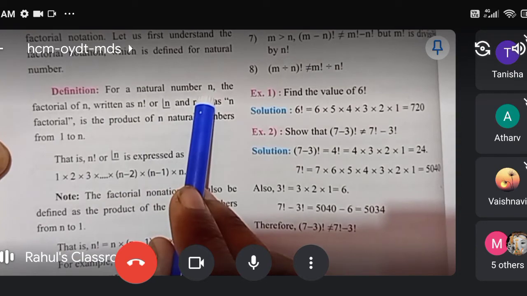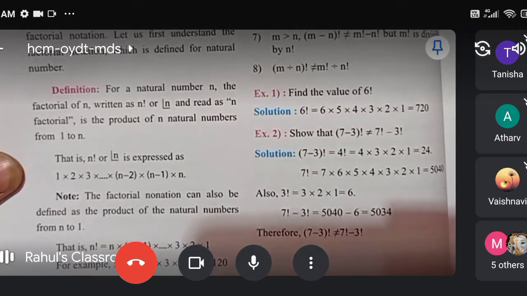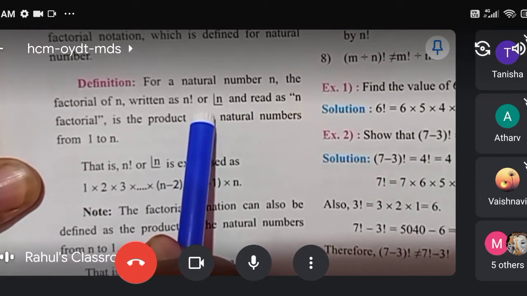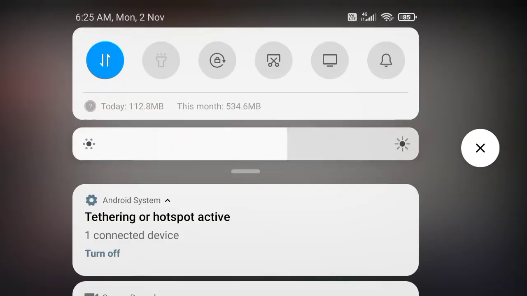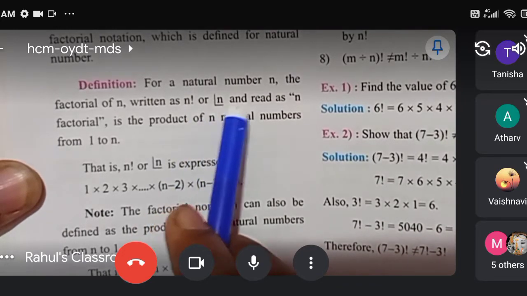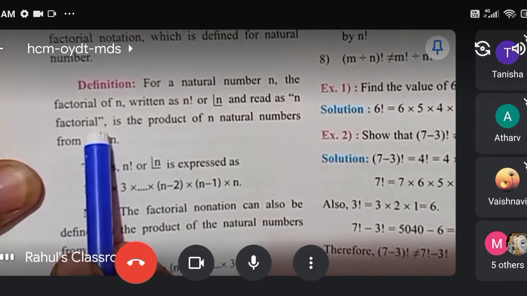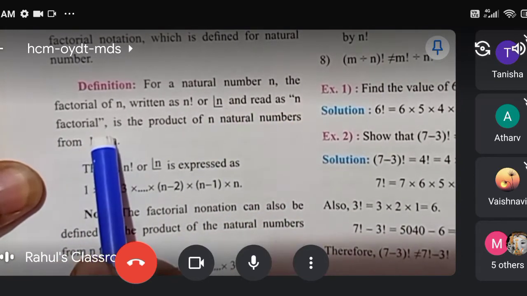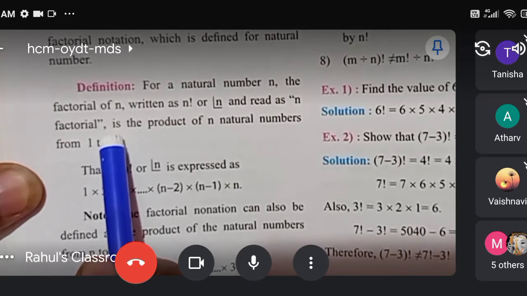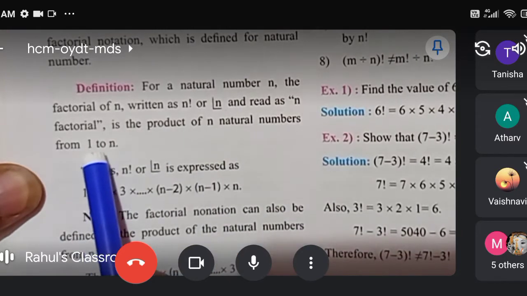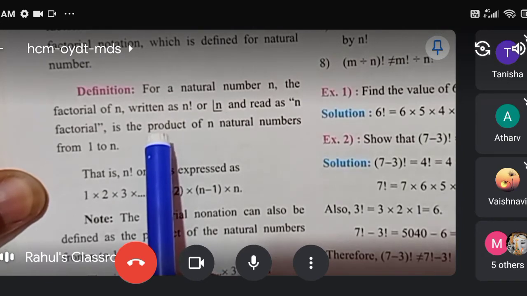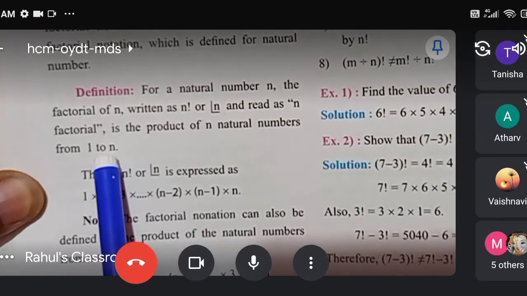For a natural number n, the factorial of n is written as n factorial or factorial n, and read as n factorial. This is the notation and its definition. It is the product of n natural numbers from 1 to n. The meaning of factorial n is that it is a product of natural numbers from 1 to n.